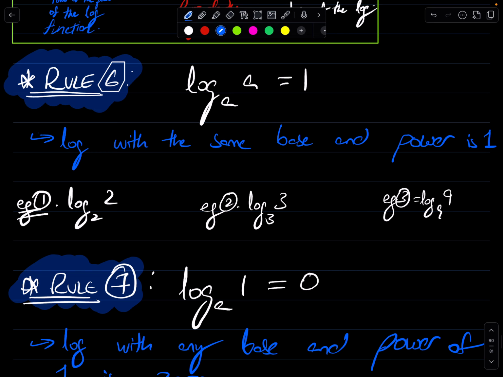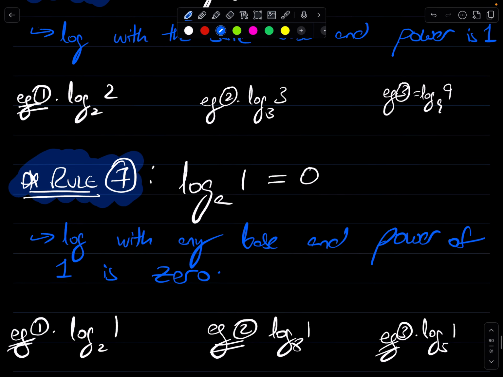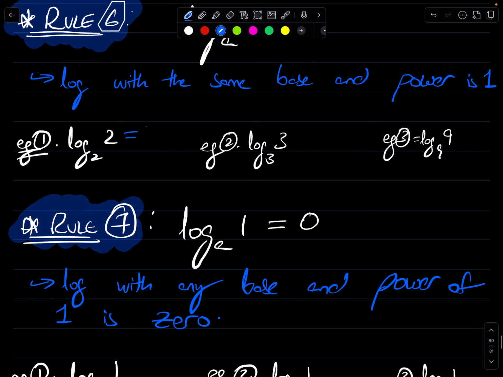Then we have rule number 6. When the base and the power are both the same, then the log function would give the answer of 1. It would always give the answer of 1 because log with the same base and power is 1. In this case, the answer is 1. In this case, the answer is also 1. In this case, the answer is also 1.